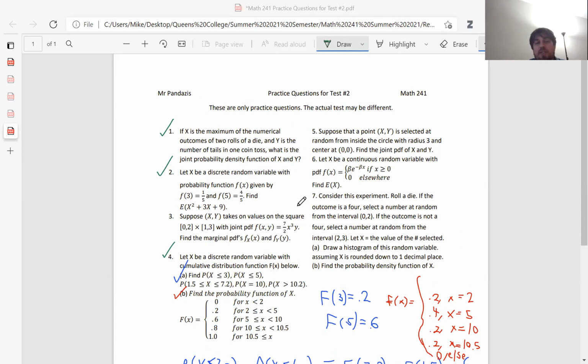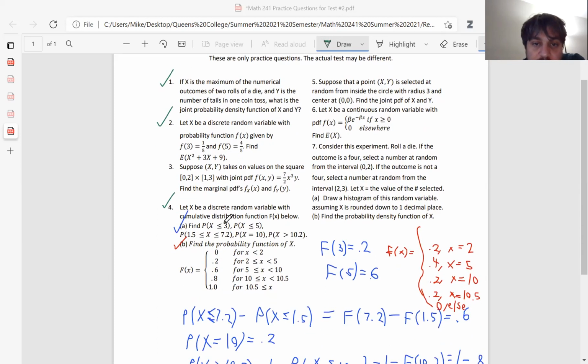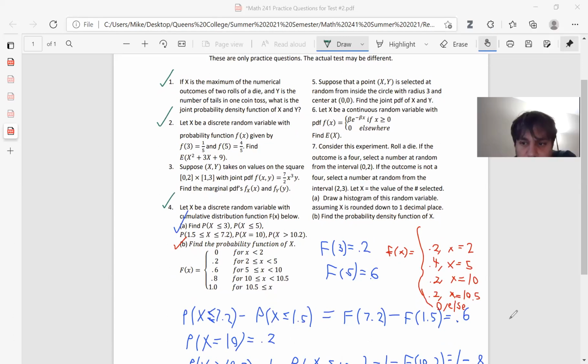So suppose X, Y takes some values in the square, 0, 2, 1, 3, with joint PDF f(x, y) equals 7/2 x cubed y. Find the marginal PDFs f sub X of x and f sub Y of y. Okay, so let's find these marginal PDFs. Let's go to the whiteboard.